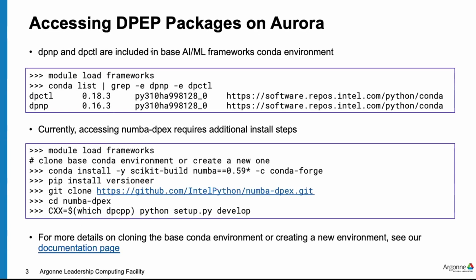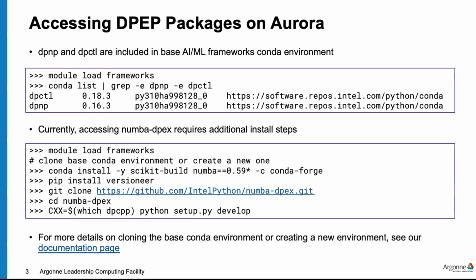Now, how do you access these DPEP packages on Aurora? For DPNP and DPCTL, it's very easy. These are included in the base AI/ML frameworks Conda environment. So all that users need to do is module load frameworks, that you see here. And then if you run this conda list command and grep for the particular packages, you should see both DPCTL and DPNP and the respective versions that are currently installed and available with that module.